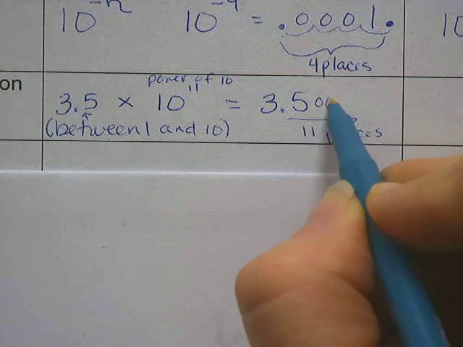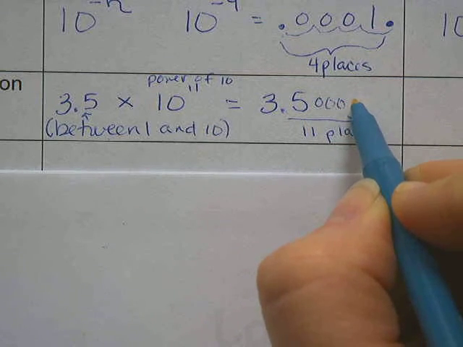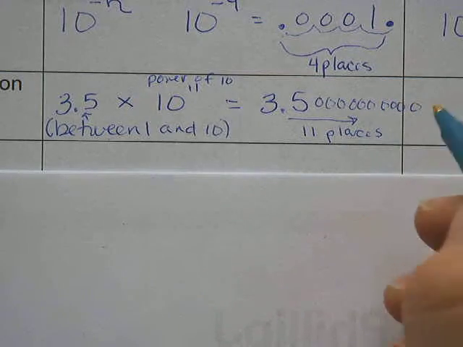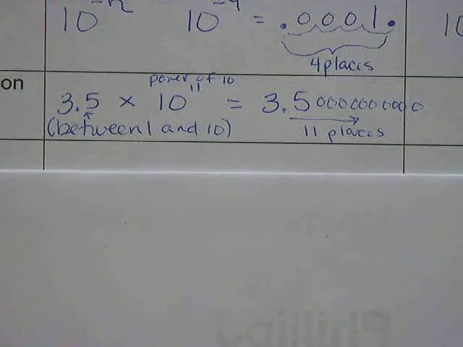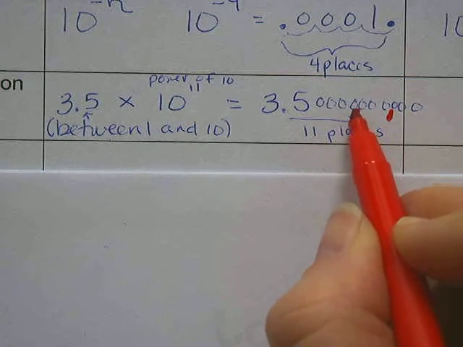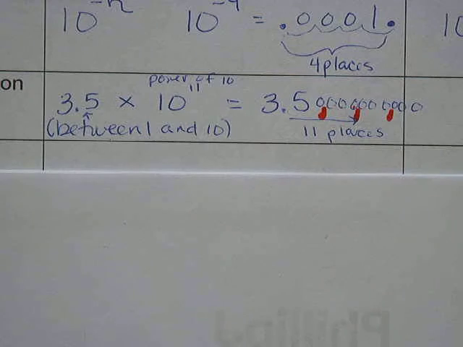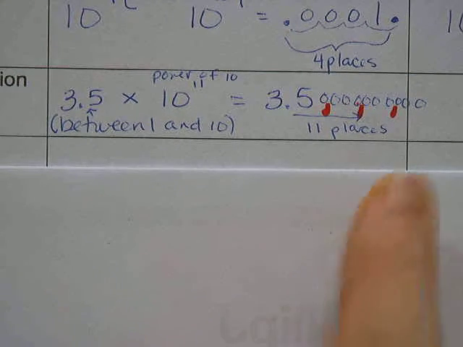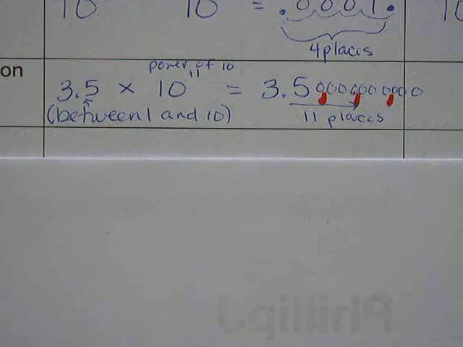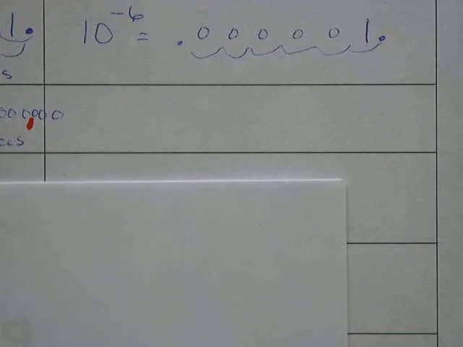Okay, so I'll let you guys do that. When you move it 11 places, there's 1. So basically you have to add 10 zeros. So there's 3, there's 6, there's 9, there's 10. And then you go through and put your commas in. So this is going to be 350 billion. Hundreds, thousands, millions, billions. Yep, 350 billion.